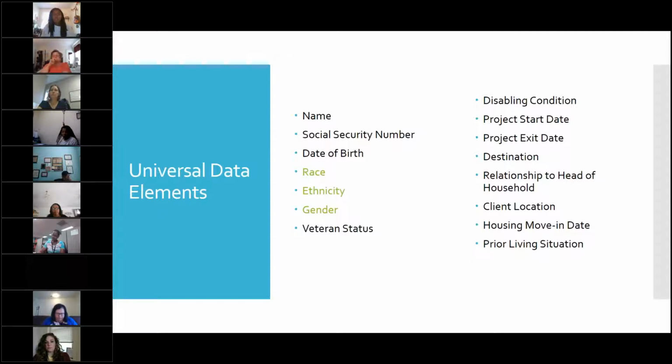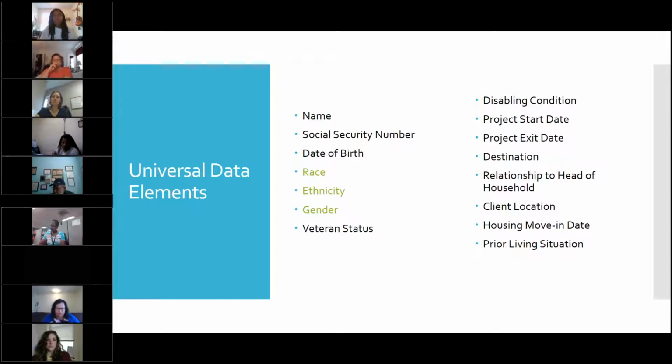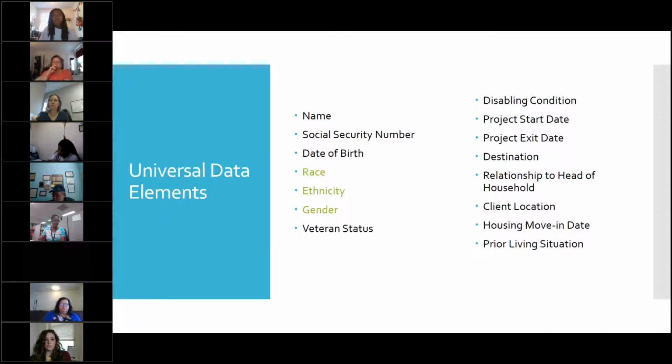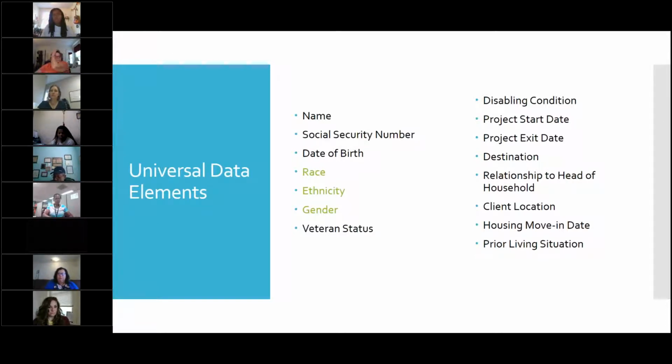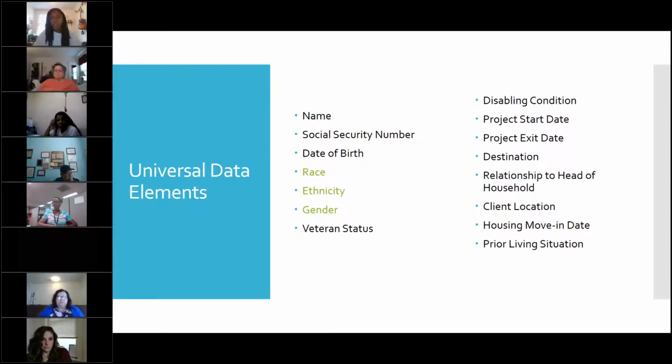This is the list of universal data elements. All the universal data elements on the left are those that are collected once per client, as they are usually demographics that do not change. Those on the right are those that must be collected once per project stay. The UDEs highlighted in green, race, ethnicity, and gender, have been revised in the fiscal year 2022 data standards, and that's what we're going to discuss now.